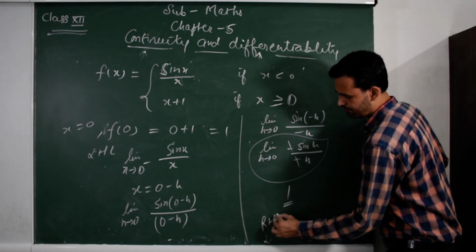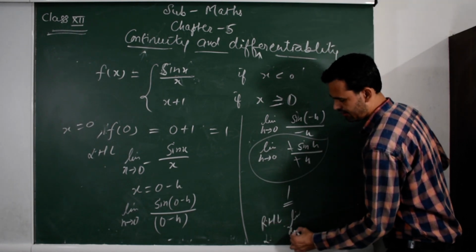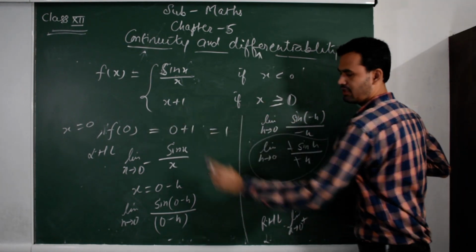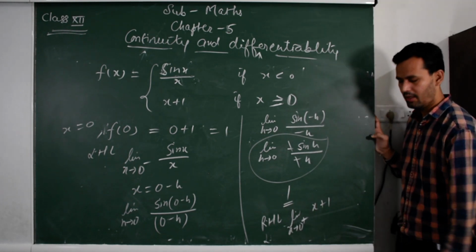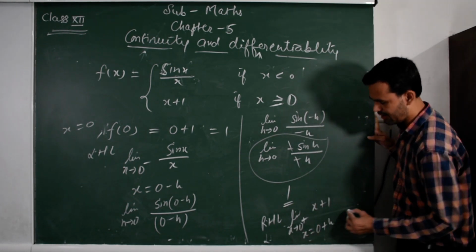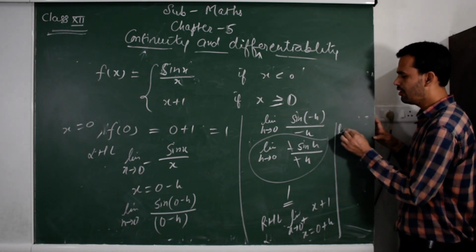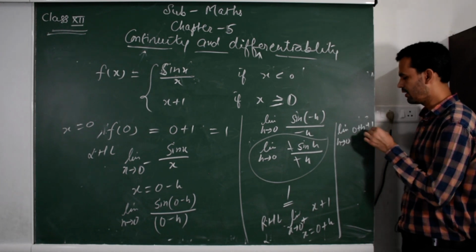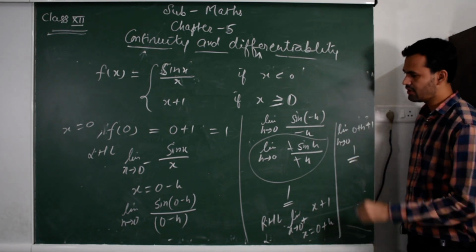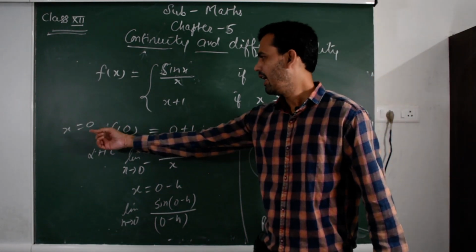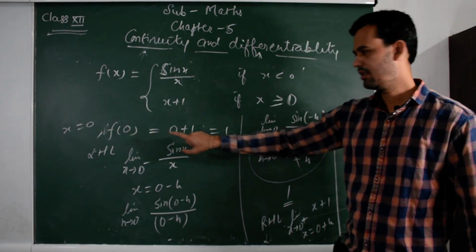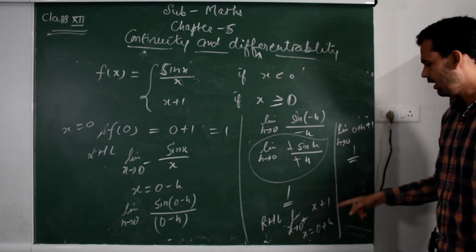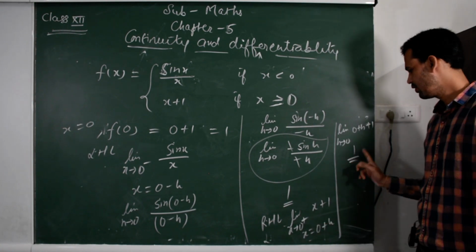Now RHL, limit x tends to 0 plus, at 0 plus it means greater than 0, the value is x plus 1. How much greater? 0 plus h. So limit h tends to 0, it becomes 0 plus h plus 1. Value of h is 0, so the value is 1. So at x equals 0, value is 1. At LHL, it means less than 0, its value is 1, and at RHL, at 0 plus, its value is 1.